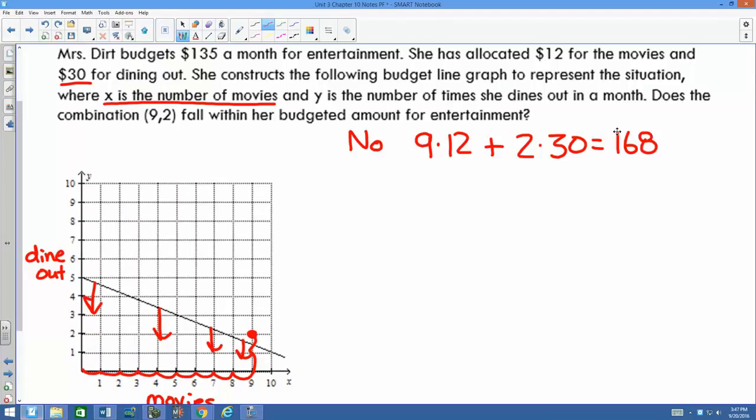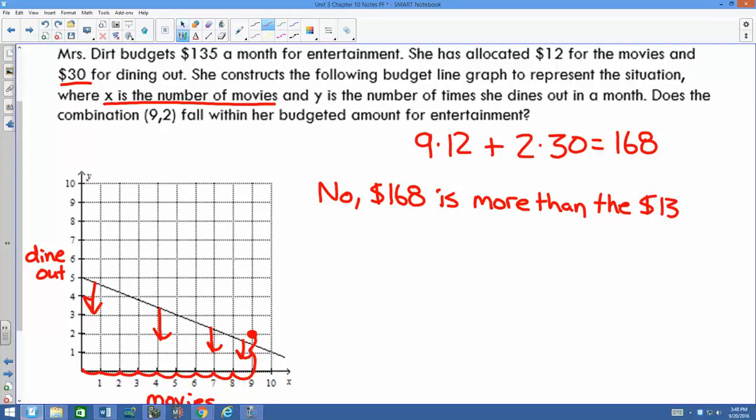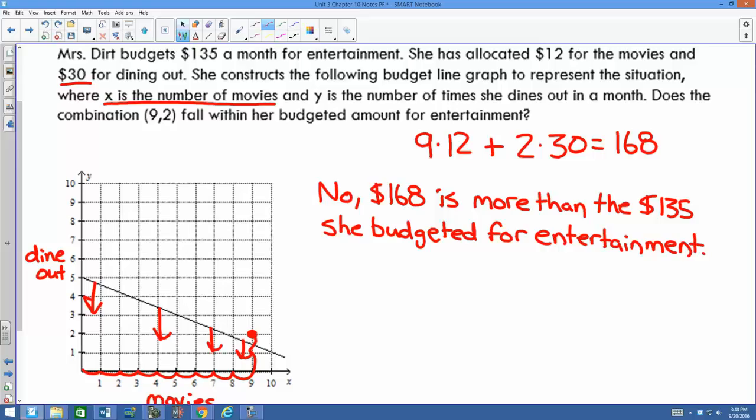So if we wanted to elaborate a little more, we could say, no, $168 is more than the 135 she budgeted for entertainment. That is a nice looking answer.